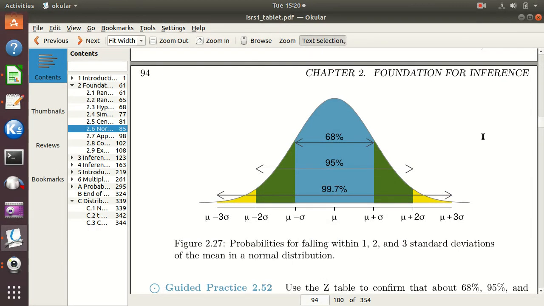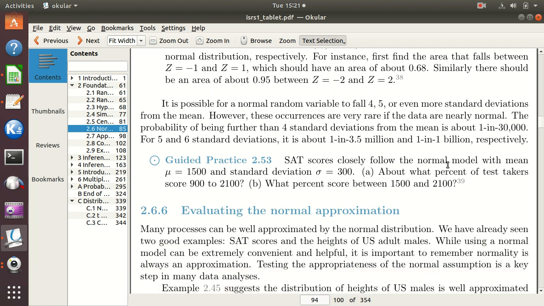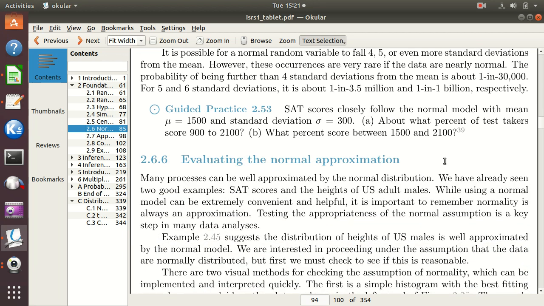Okay, so they have that 68%, 95%, and 99.7% in between the number of standard deviations. So mu is the mean, and sigma is the standard deviation. So there they have that picture, and they do like to point this out.